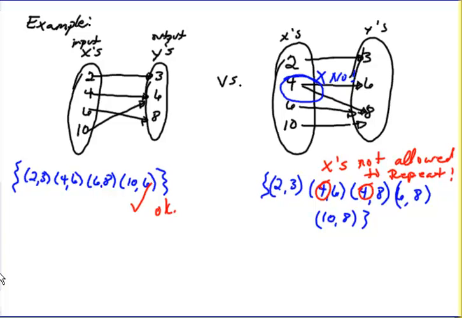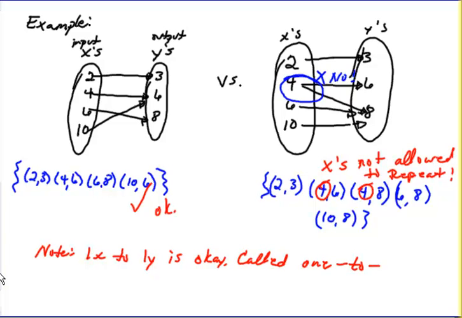The idea is, sure, you can have 1 to 1. Sure, you could have erased that 10 off the bottom. Erase this point, where everything has one single unique thing. That's fine. 1 to 1 is definitely okay. Note, 1 x to 1 y is okay. It's actually called something special. It's called 1 to 1. And it's special. It's something you'll care about later in mathematics.